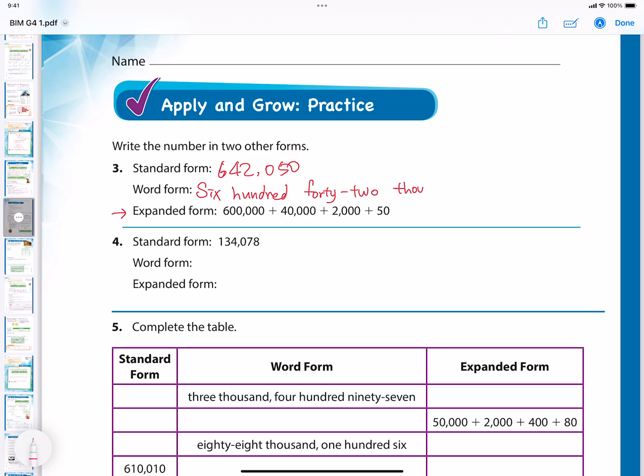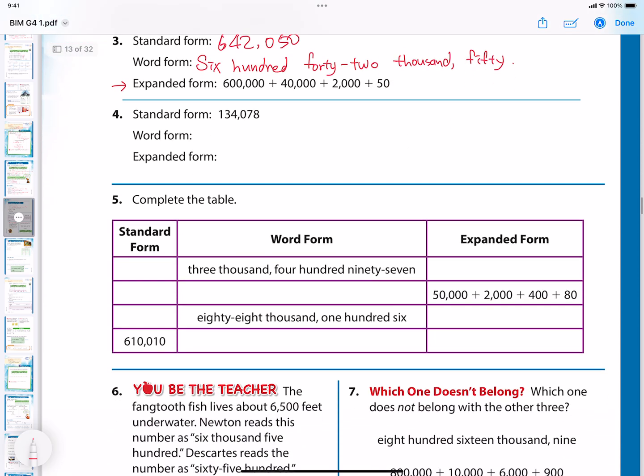642,000. Comma, and then what? 50. That's it. Now number 4, standard form is what? 134,078. So 134,000. Okay, comma, and 78.